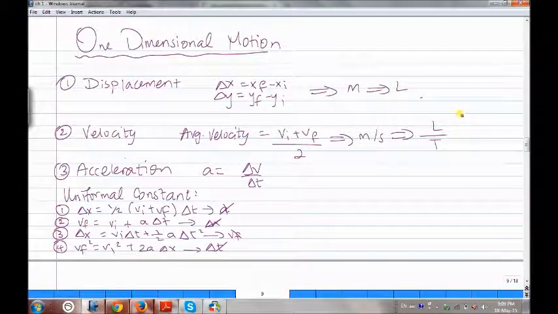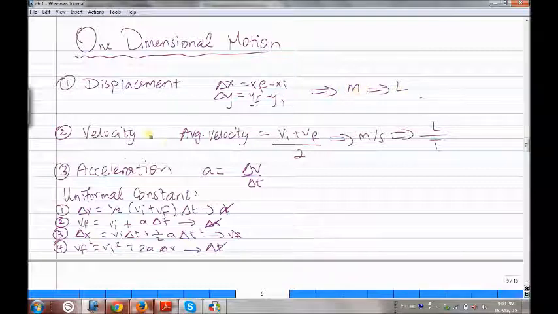For the displacement, we have delta x equals x final minus x initial, and delta y equals y final minus y initial, which has the unit meters, and the dimensional analysis for it is the capital L, which is the length.